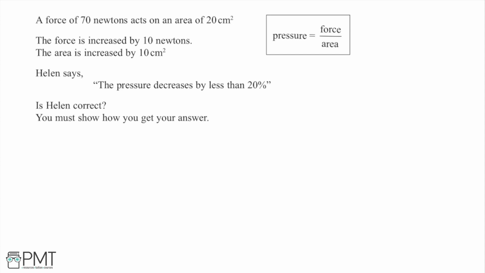So here we're told that a force of 70 newtons acts on an area of 20 centimetres squared. We're told that the force is increased by 10 newtons, and then the area is also increased, and that's by 10 centimetres squared. Helen says that the pressure decreases by less than 20%, and we're asked whether Helen is correct, and told that we must show how we get to our answer.